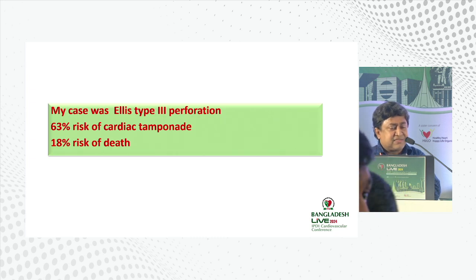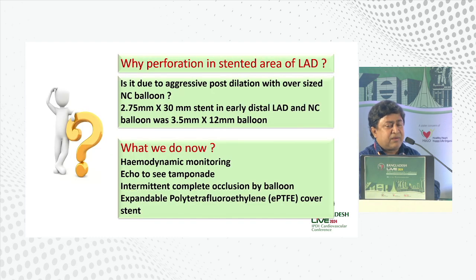So in my case, it is an Ellis type 3 perforation, with a 63% risk of cardiac tamponade and 18% risk of death. And why perforation in the stented area of the LAD? Is it due to aggressive final dilatation with an oversized NC balloon? The stent in the early distal LAD is 2.75 into 30 millimeter, but the NC balloon is 3.5 into 12.